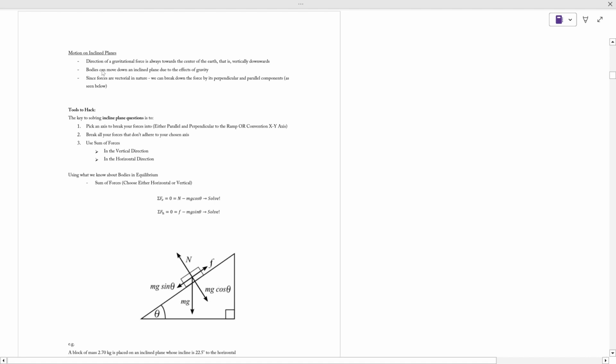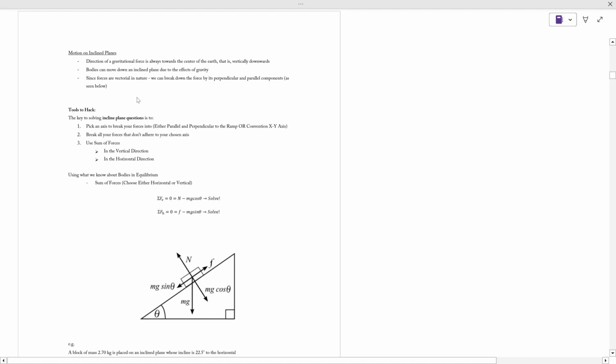One of the things to note is that the direction of a gravitational force is always towards the center of the earth, that is, vertically downward. So mg is the force due to gravity, or weight force. Bodies can move down an inclined plane due to the effects of gravity. The weight force has a component parallel with the plane, which might make it slip if there's not an opposite force counteracting it.